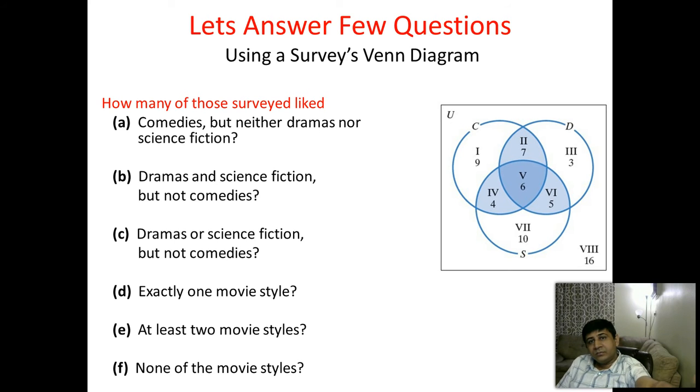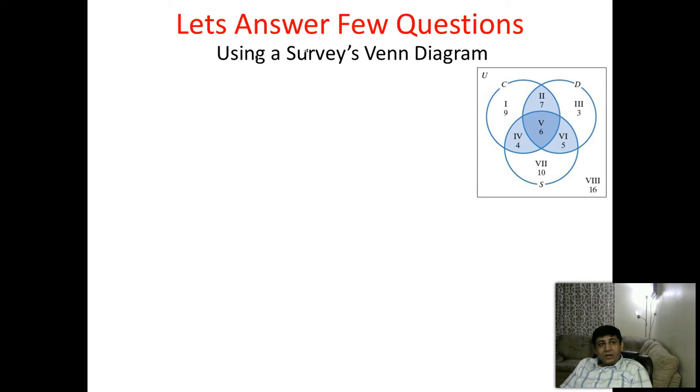Now we have the completed Venn diagram, and each region is labeled. We can use the information in this Venn diagram and the numbers in each region to answer a few questions that were not clearly visible from the surveys directly. For example, how many people like exactly one movie style, how many people like 2 movie styles, something like that. Let's look at these questions one by one.